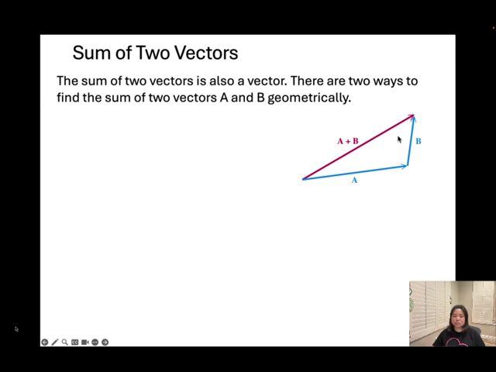You're going to paste the initial point of vector B at the terminal point of vector A. You can see the initial point of vector B; you're going to put it at the terminal point of vector A. So when they add up together, that will be A plus B. This is the first method.